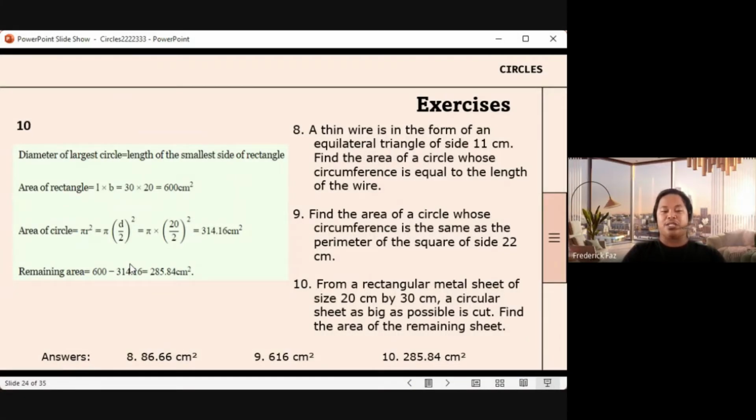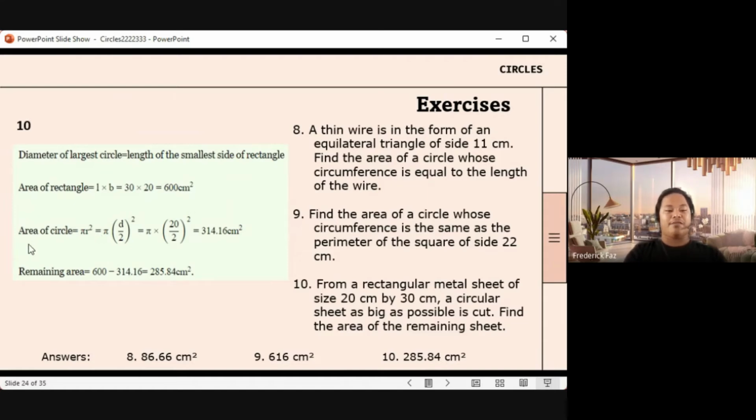the biggest circle that can be cut has a diameter of 20 centimeters po. Since ito po yung pinaka-shortest side ng rectangle. Hindi na po naman pwedeng maging 25 since hanggang 20 lang po yung isang side ng rectangle. So, we need to recall the formula for the area of the rectangle. Length times width is equal to 30 times 20, which is equal to 600 square centimeters.